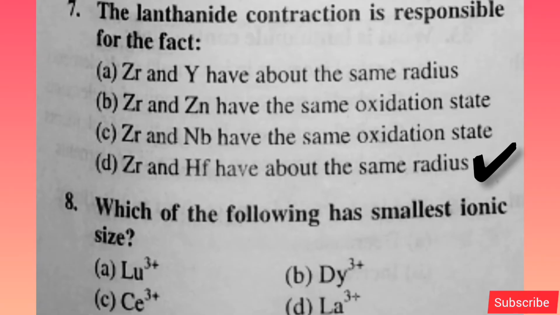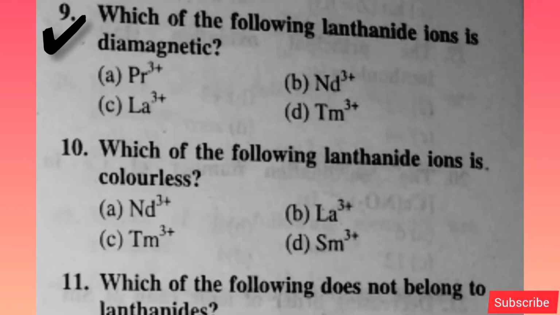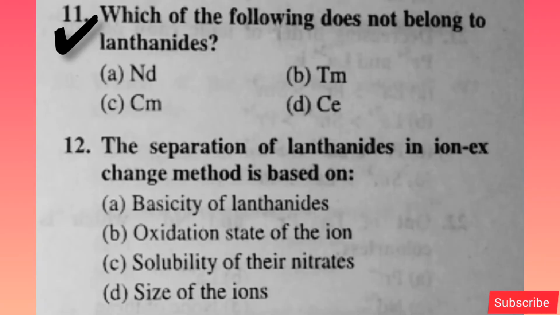Which of the following has the smallest ionic size? Option A is correct. Which of the following lanthanide ions is diamagnetic? Option C is correct. Which of the following lanthanide ions is colorless? Option B is correct. Which of the following does not belong to lanthanides? Option C is correct. The separation of lanthanides in ion exchange method is based on? Size of the ion. Option D is correct.